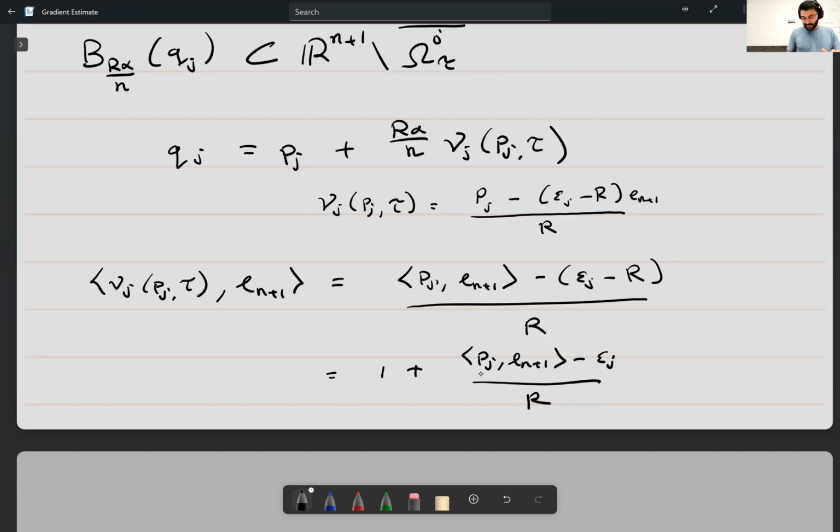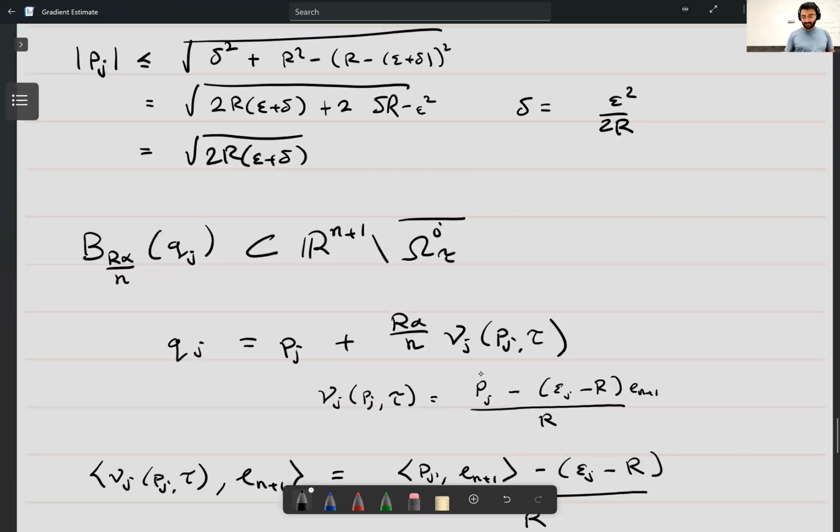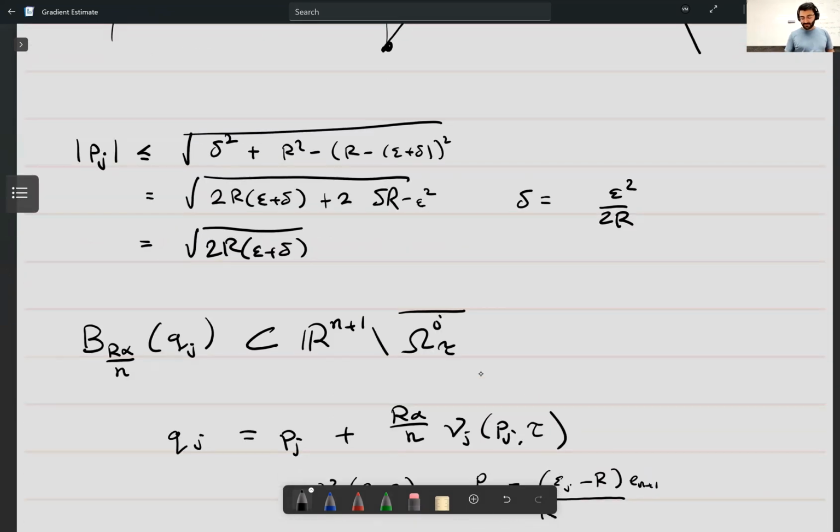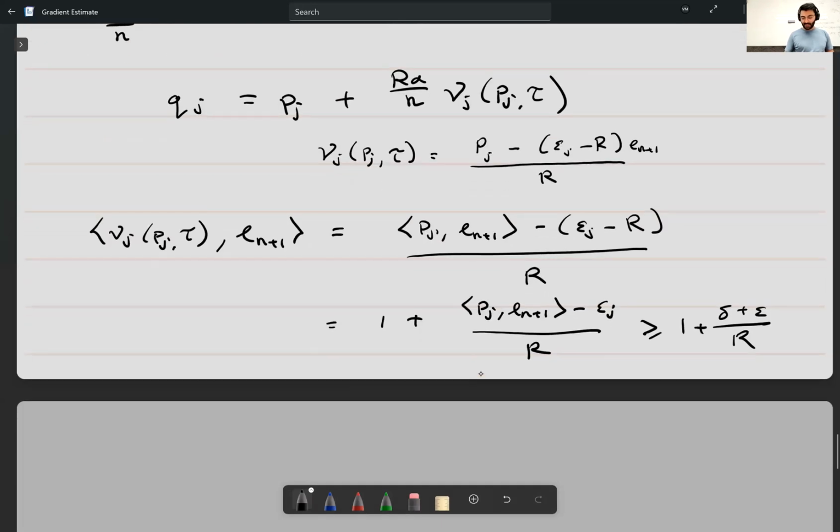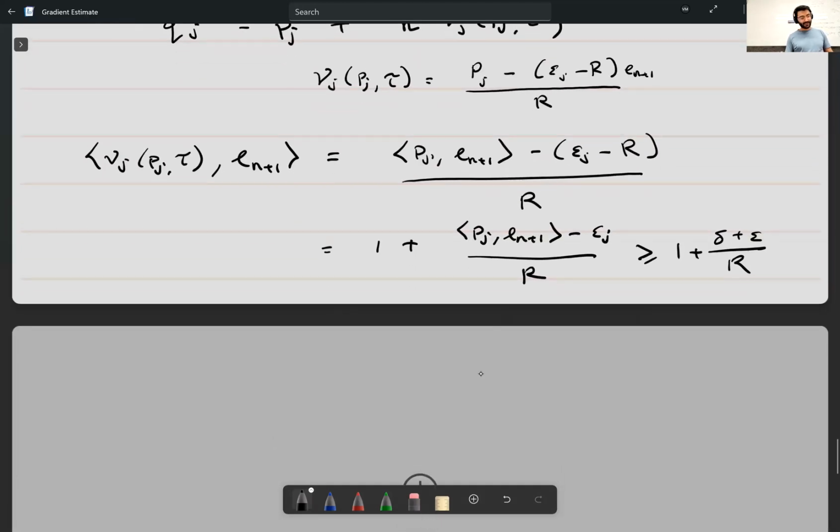But I also know that this thing is bounded below by minus delta. I can make p_j as high as I want. So that's greater than or equal to 1 plus delta plus epsilon divided by r. That's good, because r can be made large and epsilon can be made small, and delta becomes small as r becomes large. So all good. The nu_j is becoming closer and closer to being in the e_{n+1} direction.